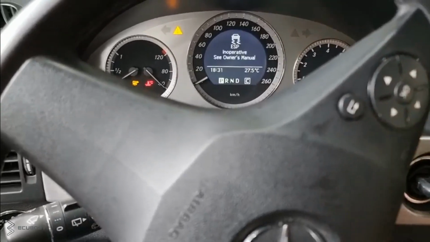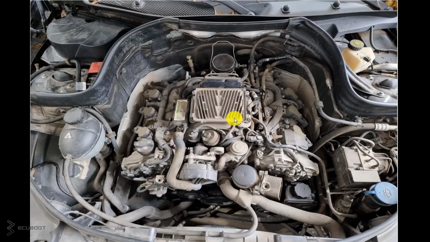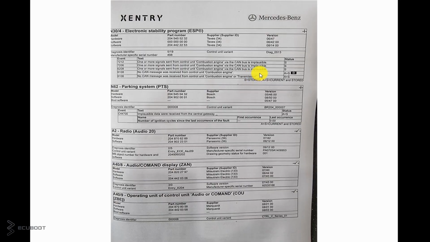Now, we're going to diagnose this problem. As you can see, this is a V6 272 engine, and here's its ECU, which is situated on the tumble flap. After Sentry ran a quick scan, most of the faults are related to the CAN bus system, and we will show you how to fix it.